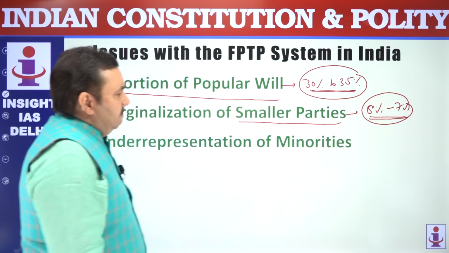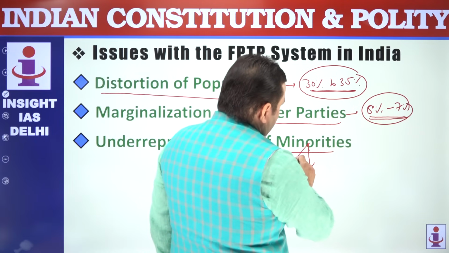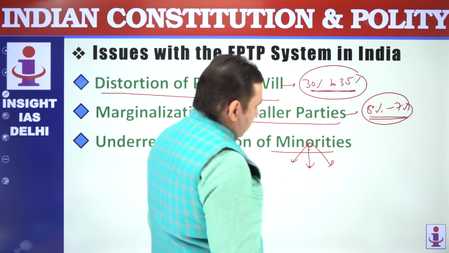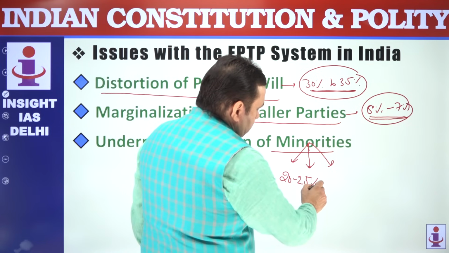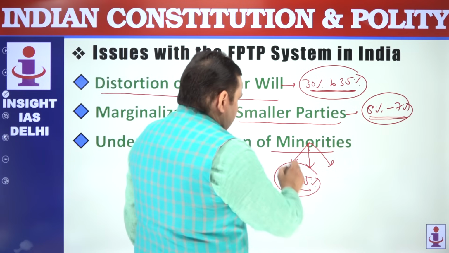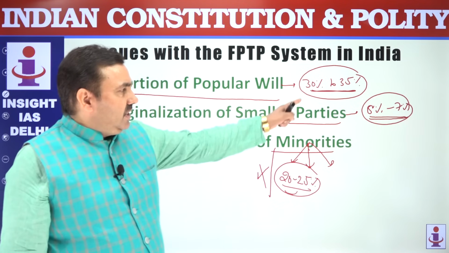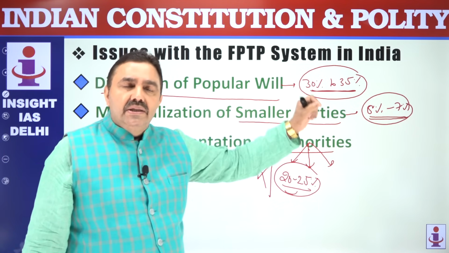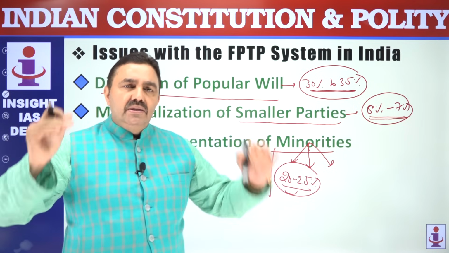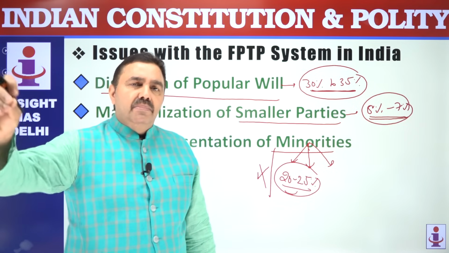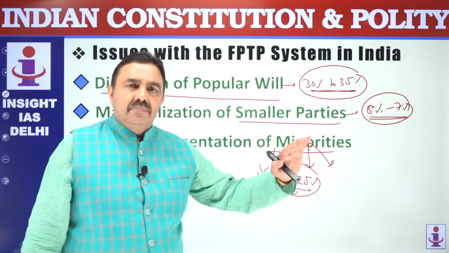Underrepresentation of minorities. If a minority community, whether religious or cultural or lingual or any kind of minority, has say 20-25% of the votes, then this will not affect such candidates much, because their intention is not to get 100% of the votes. The intention is to get only 35-40% of the votes. That's it. And they win the election.